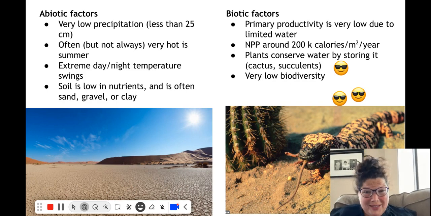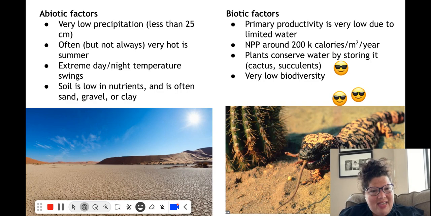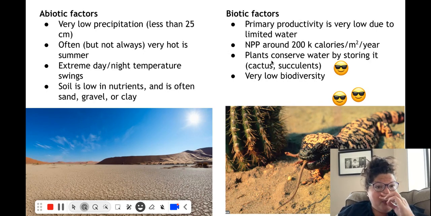Soil doesn't have a lot of nutrients, and it's normally sandy, gravelly, or clay. Because of that, our NPP is so small. Primary productivity, very low. And the plants really have to work on conserving water. That becomes one of the main limiting factors here. And we have very low biodiversity.